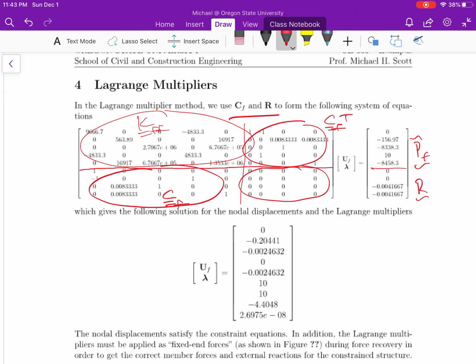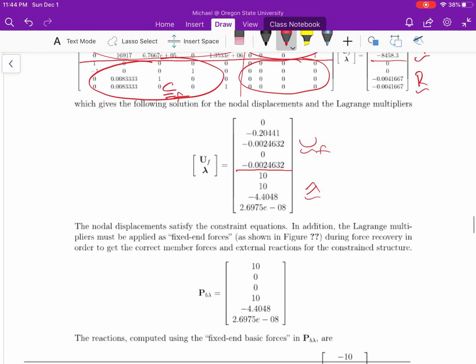Solving this system we get our nodal displacements up here, and then down here we get our Lagrange multipliers. Again you can see that the nodal displacements satisfy the constraints. The degrees of freedom 1 and 4 are both 0 displacement, so there's no horizontal displacement due to axial rigidity, and the rotations 3 and 5 are both the same. These are the same numerical values we got with the transformation method.